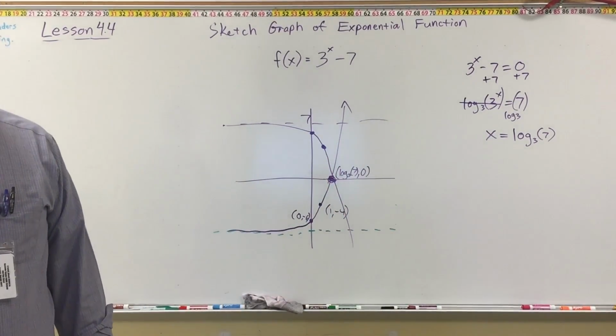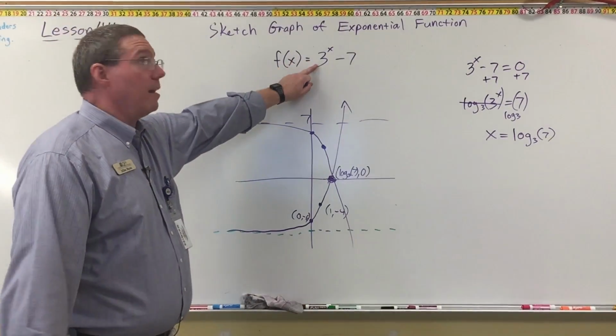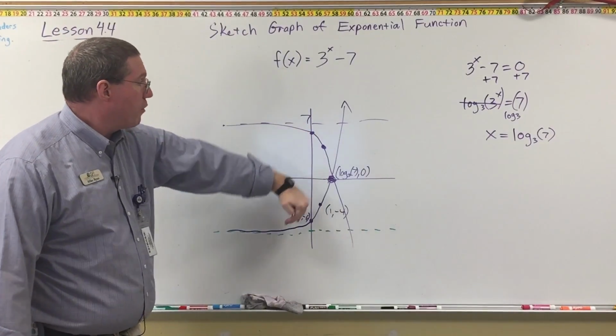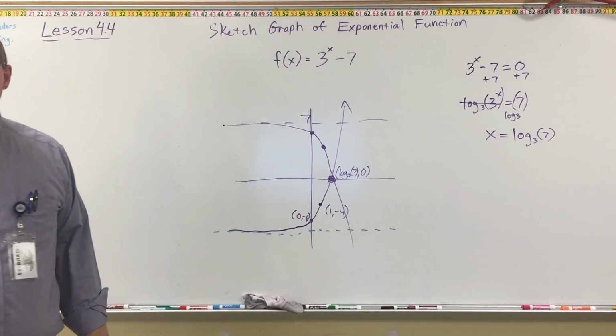And it would do that. Pretty cool, huh? That's if the 3 was negative and the 7 was positive. Look, negative curve, positive shift. Isn't that cool?